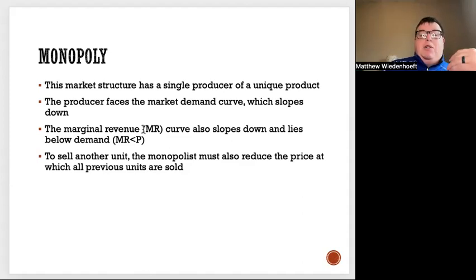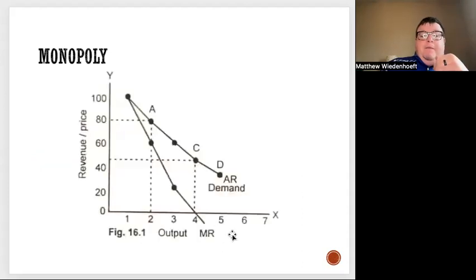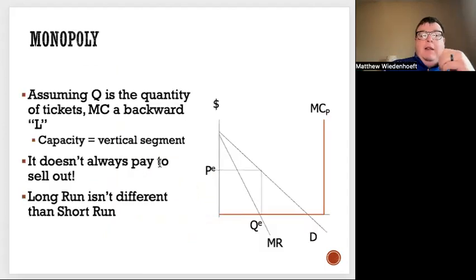So in this, remember, the marginal revenue curve also slopes down and lies below demand, which means marginal revenue is less than price. So here's our marginal revenue. Here's our demand. That means that they're going to charge more than what would be demanded. So at 60, they're only going to output 2. But the market wants about 3 to 3.1. They're not going to do that because they can set the price much greater and higher if they like.